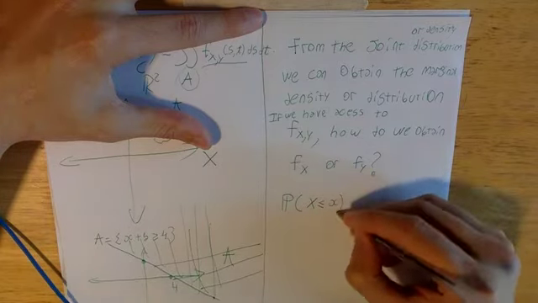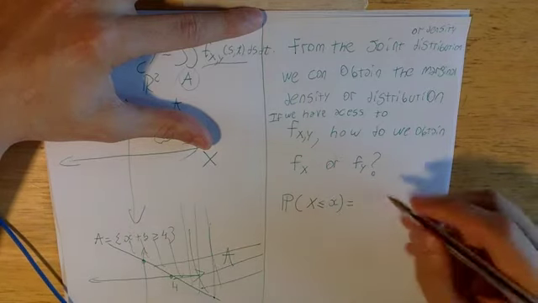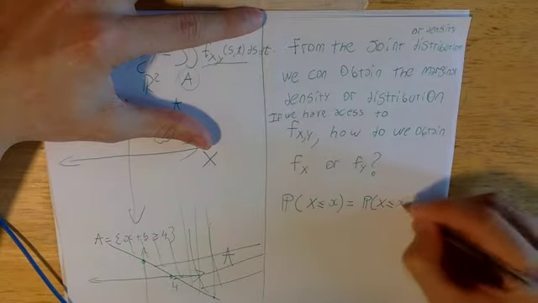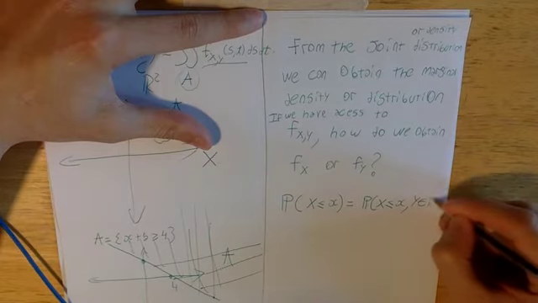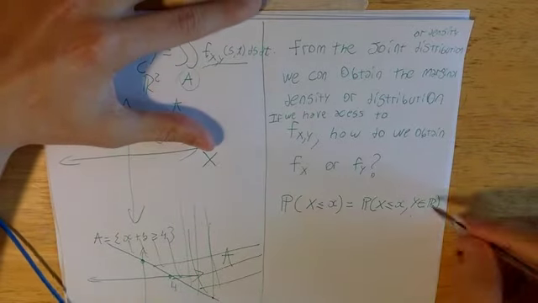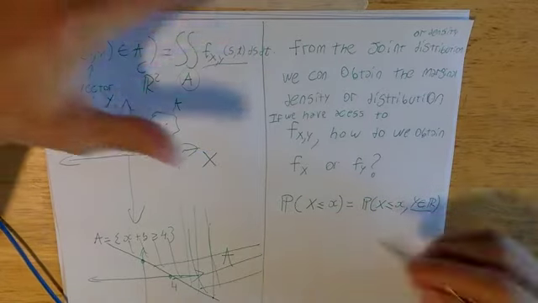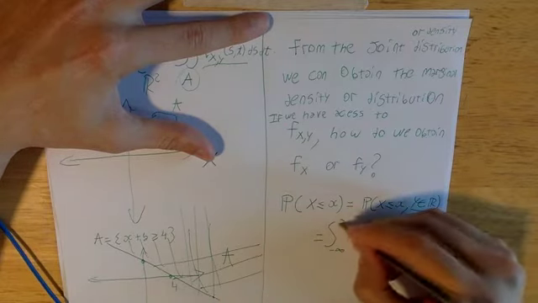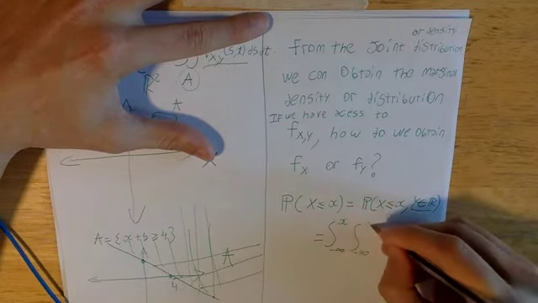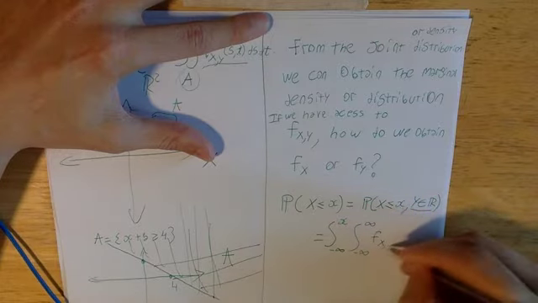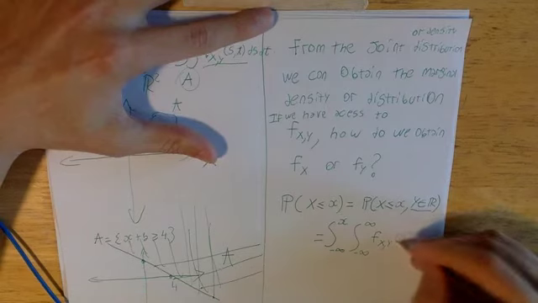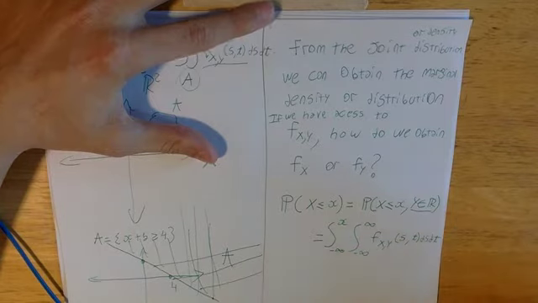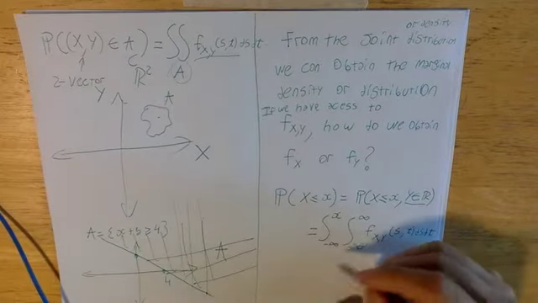The probability that X is less or equal than x is equal to the probability that X is less or equal than x intersected with Y in R. So this just means that Y is less than plus infinity. But then this is the integral from minus infinity to x of the integral from minus infinity to infinity of the joint density function f of (X,Y) at (s, t), ds dt. Okay?